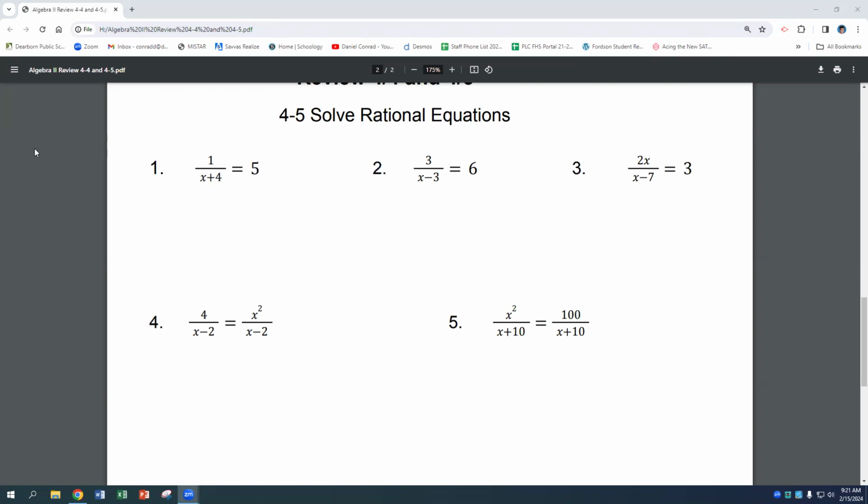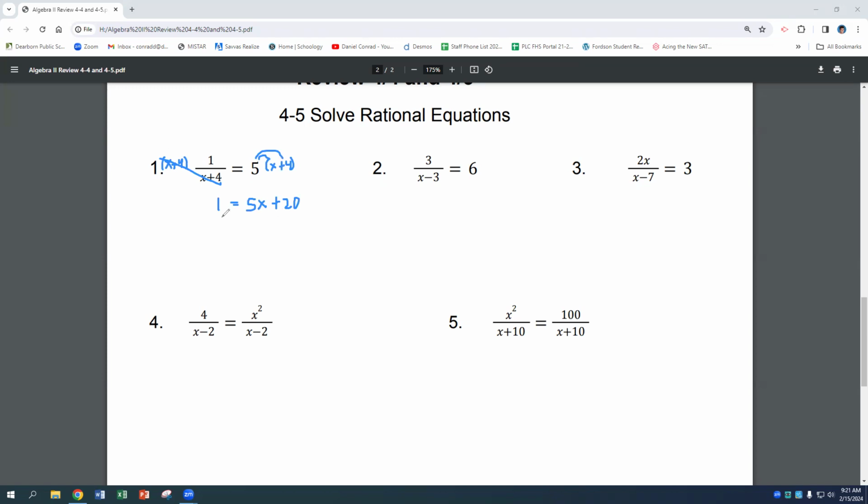All right, so the first thing we're going to do is multiply. We have a fraction, and we're trying to solve for x, so we want to get rid of the fractions. I'm going to multiply both sides by whatever's in the denominator, x plus 4. If I multiply it on the left to get rid of the denominator, I need to multiply it on the right as well. So I get 1 equals, and then I distribute the 5. I get 5x plus 20.